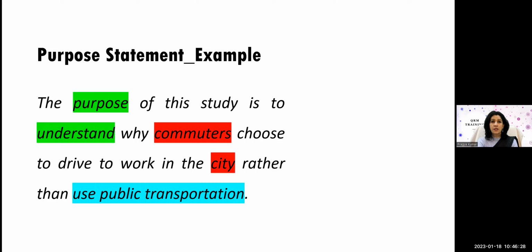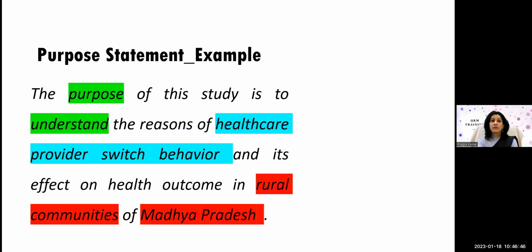And then what is the central phenomenon here? The central phenomenon is basically not using public transport, like using their own vehicle, but not using public transport. Again, for the second one, the iron folic acid tablet example, what will be the purpose statement? The purpose of this study is to understand the reasons of healthcare provider switch behavior. No, this is not the iron folic acid one, but it is the same study which AIIMS Bhopal is going to conduct. The purpose of the study is to understand the reasons of healthcare provider switch behavior and its effect on the health outcome in rural communities of Madhya Pradesh.